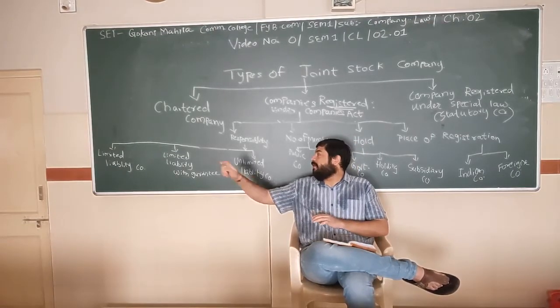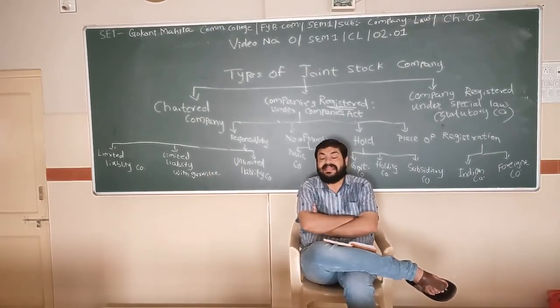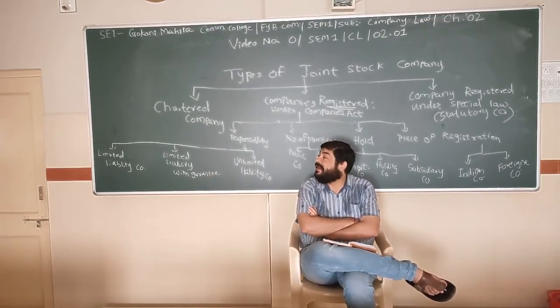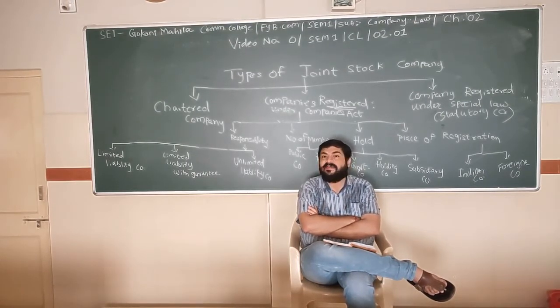Then comes limited liability with guarantee, the company limited by guarantee. In a company limited by guarantee, the company's members, at the time of winding up, are liable only for whatever contribution they have agreed to provide towards the company's assets. Up to that extent, the liability is made limited.